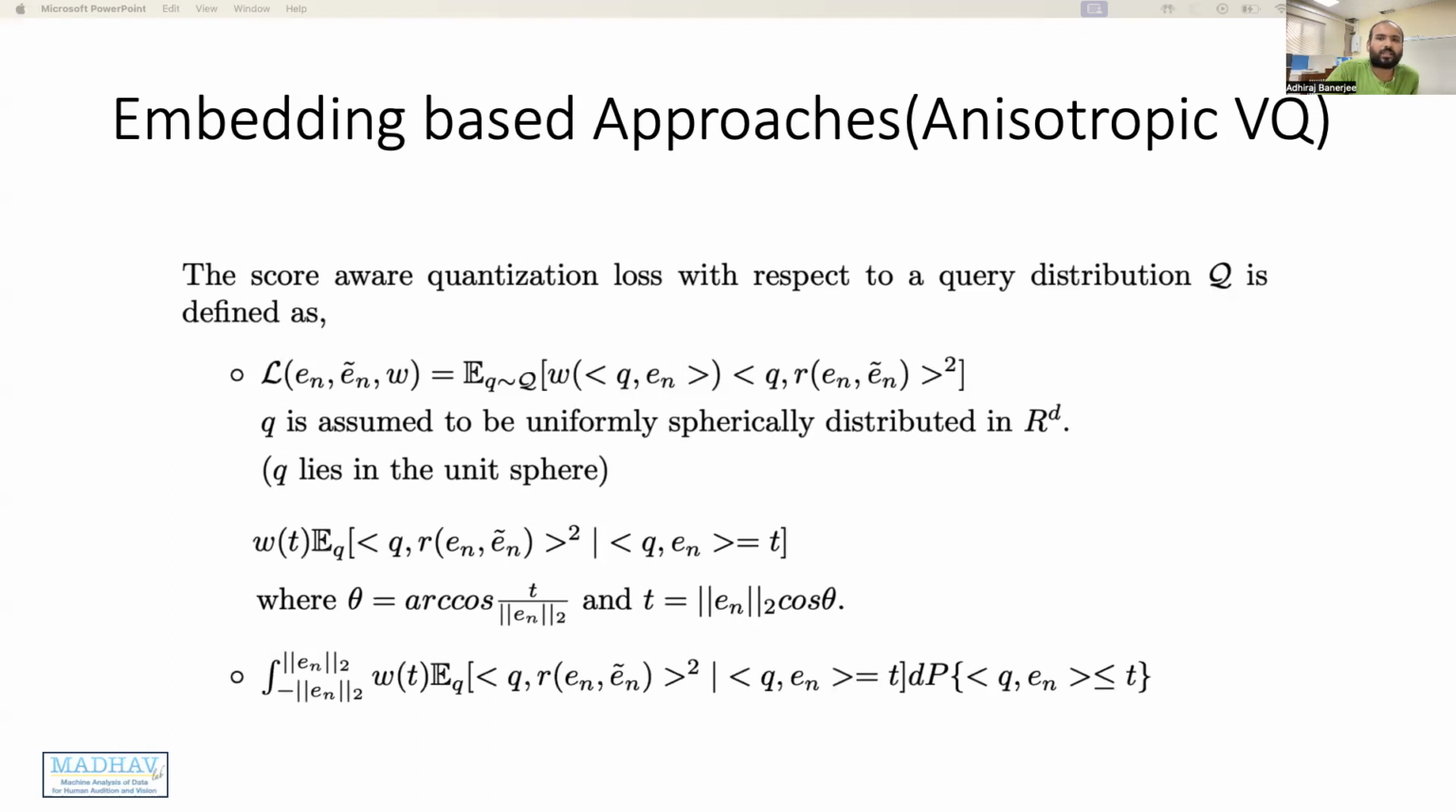Given this, we can write our loss as an integral of the conditional expectation over all values of the inner product between query and database embedding EN. The integral is performed over the interval from the minimum value of T, which given the definition is the negative of the norm of the database embedding EN, to the maximum value of T, which is the norm of the database embedding EN.